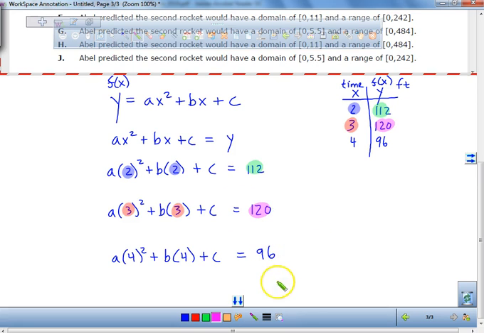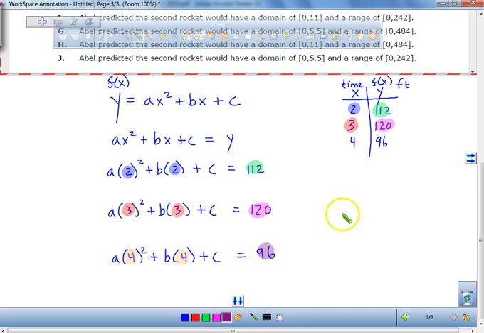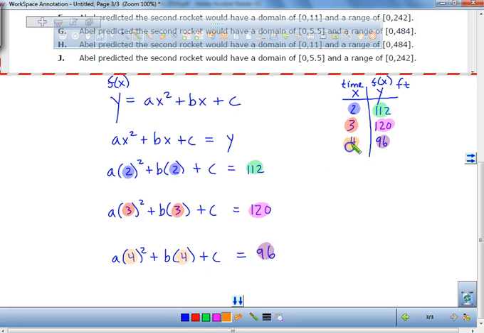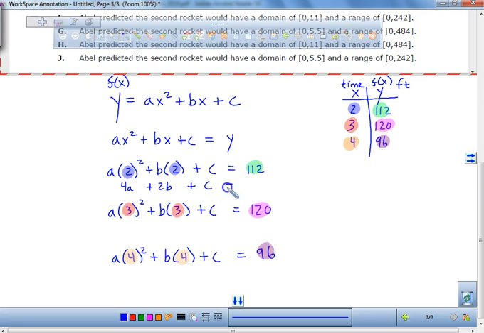Now what I need you to do is I need us to evaluate all of this real quick. I'll do one more real quick. I'll highlight this in colors. Oh, let's just change it over. All right. So right now, what is 2 squared? 2 times 2. 4, so 4a. 2 times b is 2b, and 1 times c is just c. And that equals what? 112.